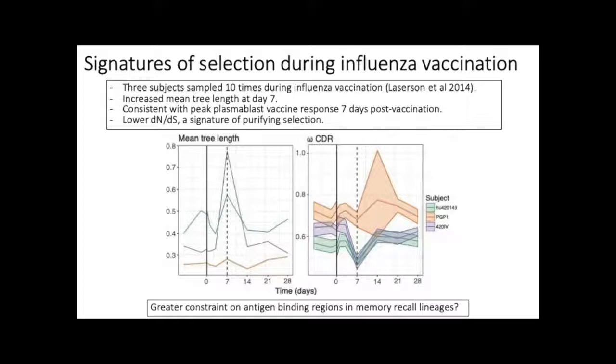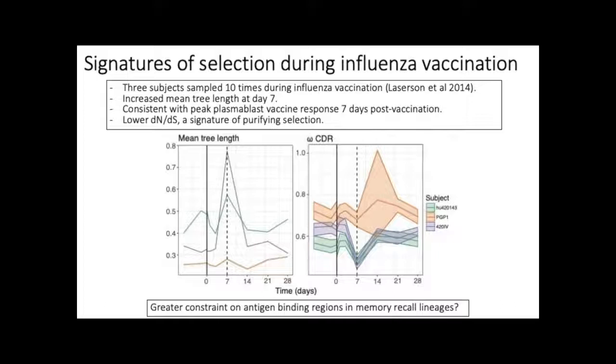When we look at selection, we see something kind of interesting. Generally, we think of affinity-driven selection as positive selection, as trying to find amino acids that increase binding affinity. And the emphasis is on changing amino acids. But what we actually see in these subjects is a significant decrease in dN/dS at this time point. And this is indicative of increased negative selection and is consistent with the lineages in these repertoires being memory recall lineages that have possibly already developed binding affinity and benefit less from random amino acid changes.